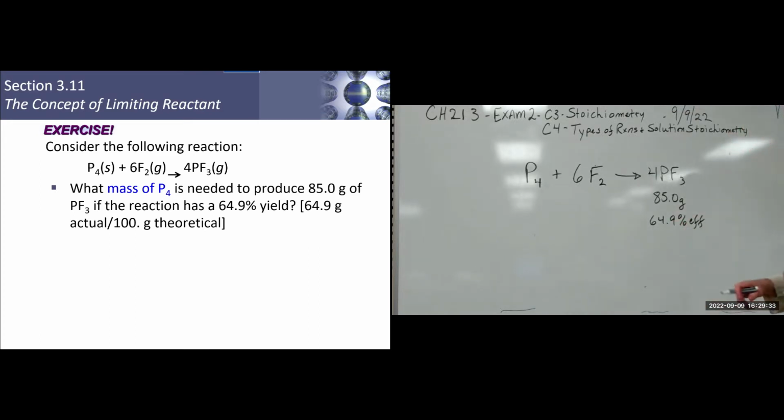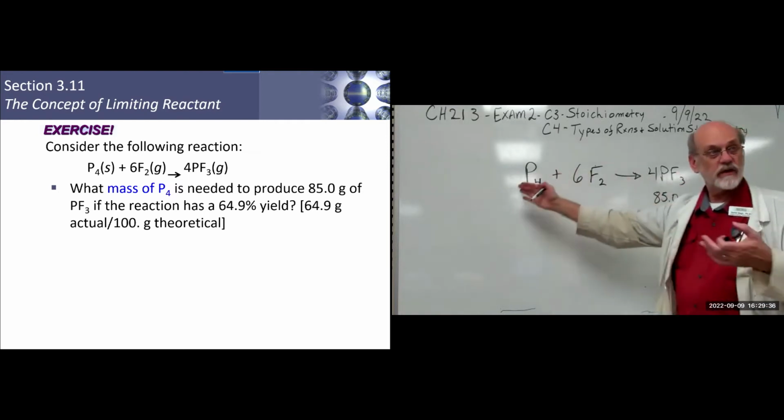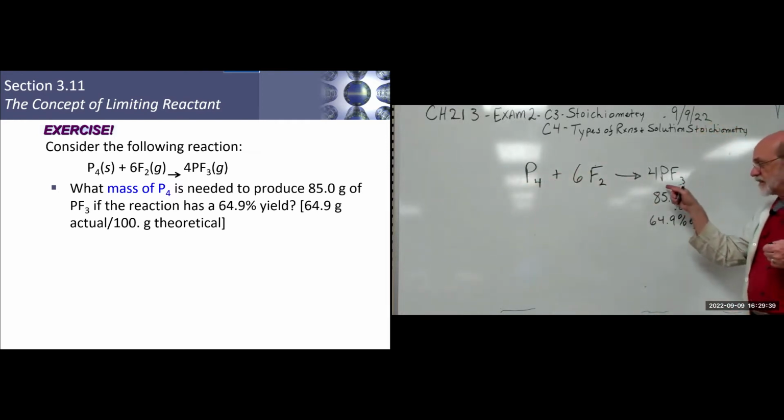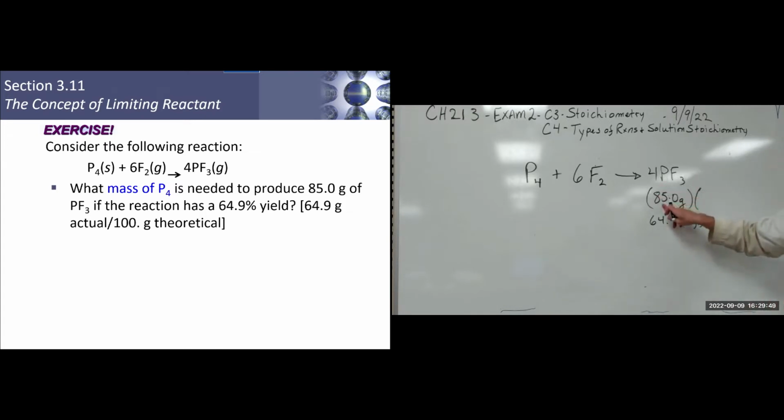Okay, what you have to do, since this is theoretical, you got to find out what is the theoretical amount of this that would be produced. And that's where this comes in. Right? So you would take that, that's the actual amount. And you need actual and theoretical on top. So it's flipped. So the actual would be 0.649, and this would be 1.